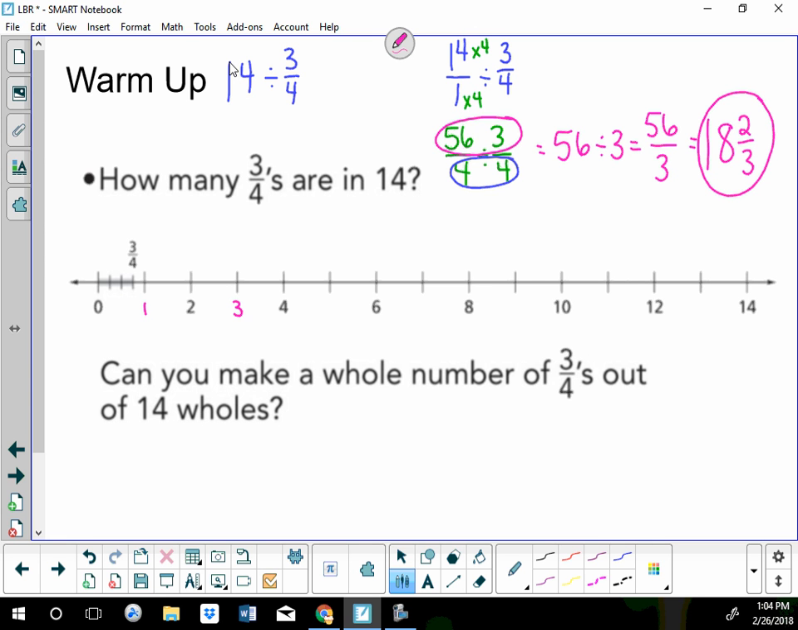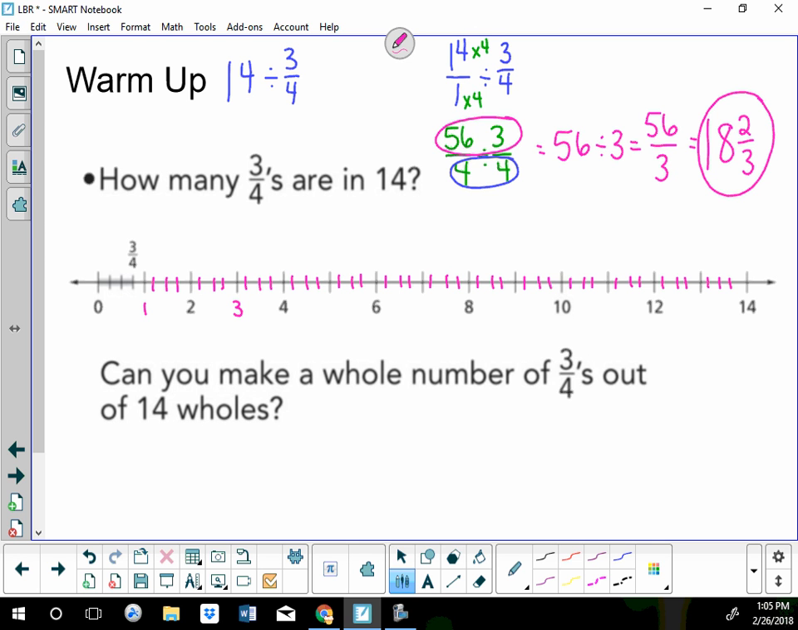So I'm going to split up each of our wholes into fourths. And the reason that I want to split them up into fourths is because I want to be able to divide them up into groups of 3 of those fourths. So by the time I'm finished, I should have 56 pieces that are the size of a fourth.